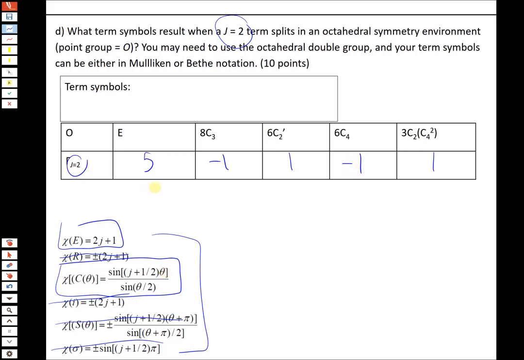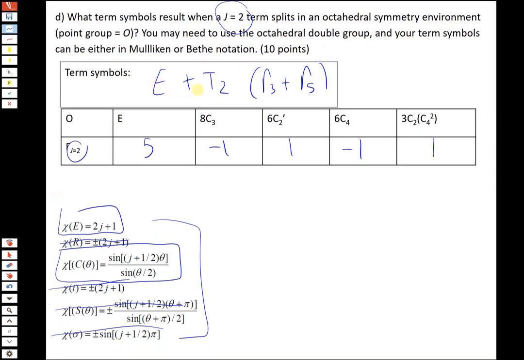So those are the characters we get, and then we just need to reduce this representation, which is going to be E plus T2, or if you chose to use the double group and go with the other alternative notation, gamma 3 plus gamma 5, or there could be some alternative Mulliken symbols for the double group as well that I would have counted. But in the regular O point group, it's just going to be E and T2. And again, it's just applying these equations and reducing.